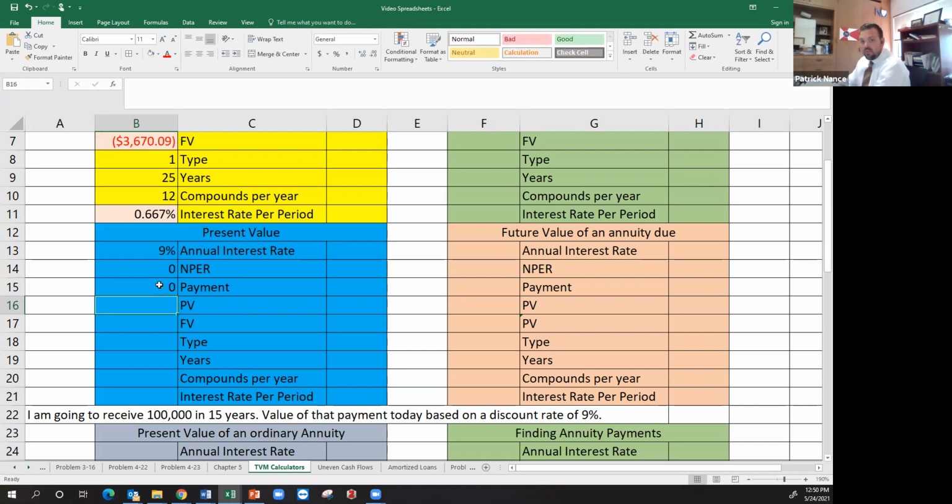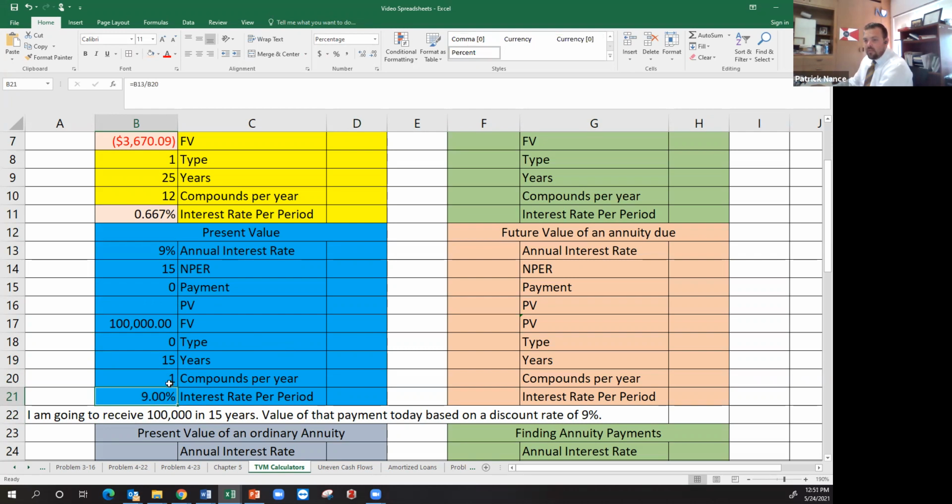The present value is what I'm going to look for. So I don't want to put anything there for now. The future value is that $100,000 in this particular problem. The type is, it's getting paid at the end. So I believe that's a 0. Number of years is 15. And I'm going to assume this only compounds once per year. And remember, my interest rate per period, I'm going to take my annual interest rate divided by my compounds per year.